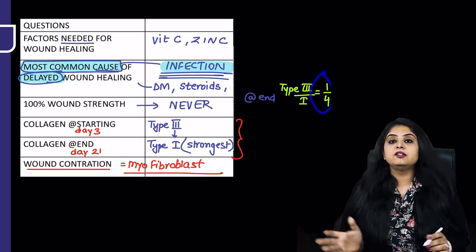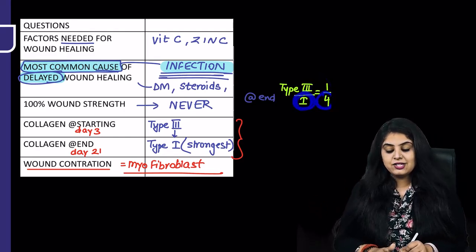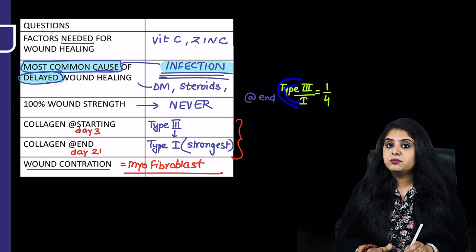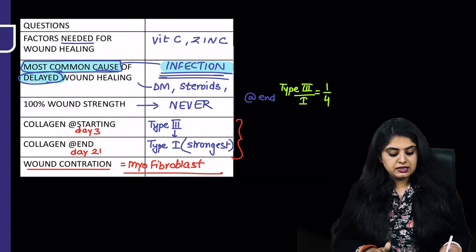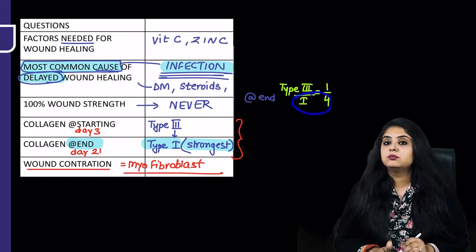So don't just learn up 1:4 and just go in the exam. Know the concept that in the end, type 1 collagen has to be more. So here it is 1:4. If I reverse the numerator and denominator, then your answer will become 4:1. So the logic is that in the end, type 1, the strongest collagen, has to become more, so that becomes more in the end.